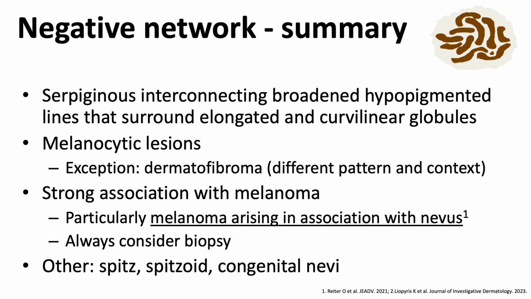So in summary, for negative network, you see serpiginous, interconnecting, broadened, hypopigmented lines that surround elongated and curvilinear globules. Primarily, you see these in melanocytic lesions, although dermatofibromas can present a similar morphology at times, but they have a different pattern and context, and in my experience are easily distinguishable.